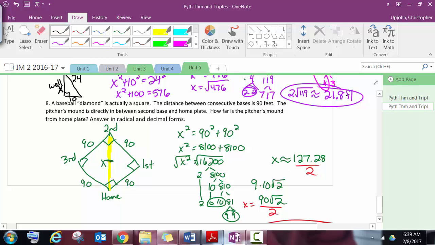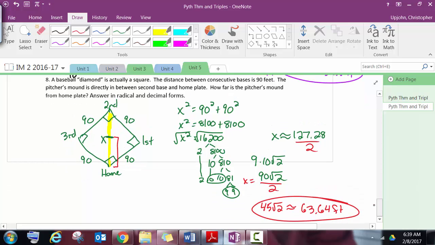But we need to divide it by 2 because we just want half the distance. We want the distance from the pitcher's mound to home plate, and that's just half. So 90 root 2 divided by 2 is 45 root 2. We just divide these. And 127.28 divided by 2 is 63.64. So that's our radical version, that's our decimal version of the same thing, and that is the Pythagorean theorem.